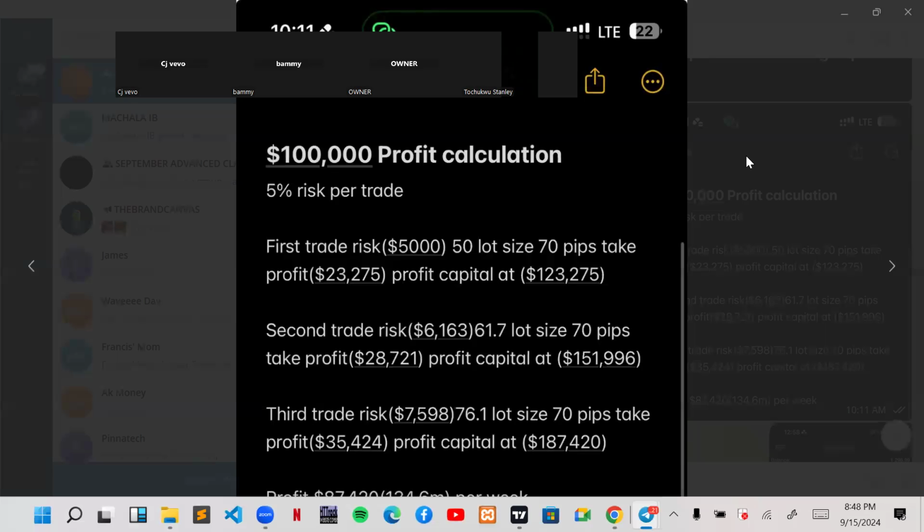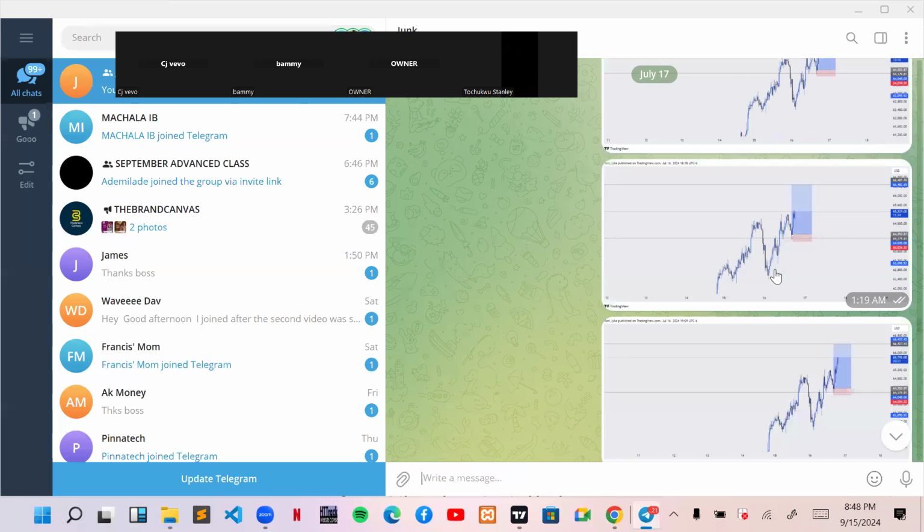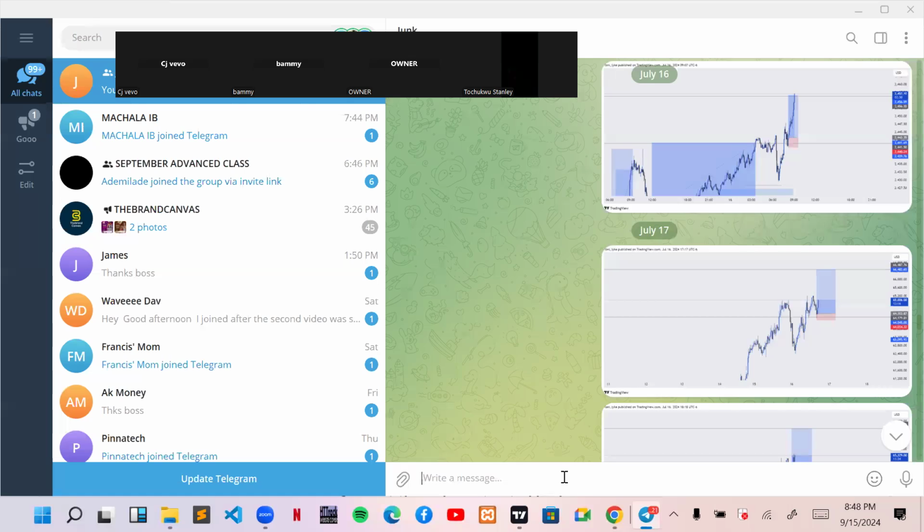I'll have calculations for $100,000 capital. I have calculations for $10,000 capital. I have calculations for $800 trading capital. Why is this important? It makes you not just trade for trading's sake. It makes you trade with a goal. Now, this is what I do.